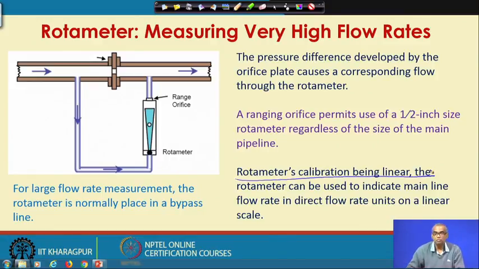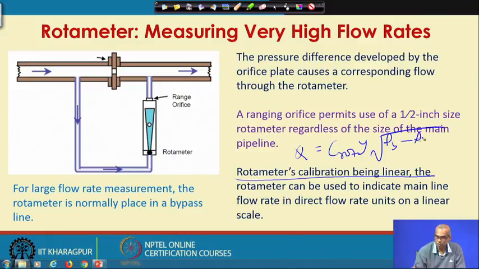This we have seen, that the flow rate Q was given as C_rotameter into Y into (rho_B minus rho_F) by rho_F. So, please note that the rotameter's calibration is linear with Y, which is the rotameter reading.